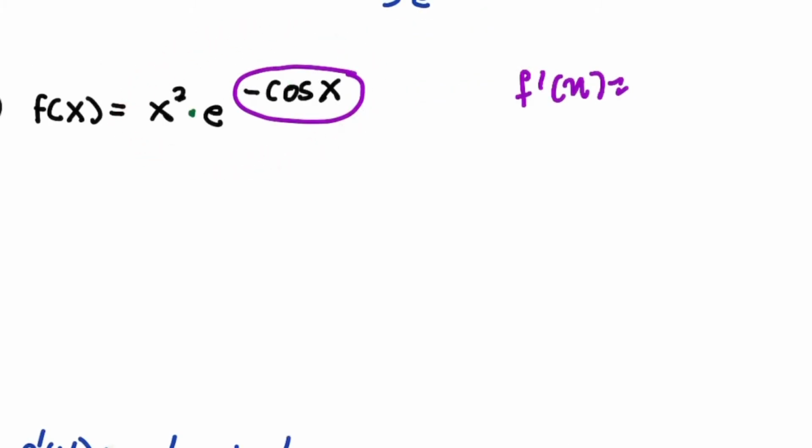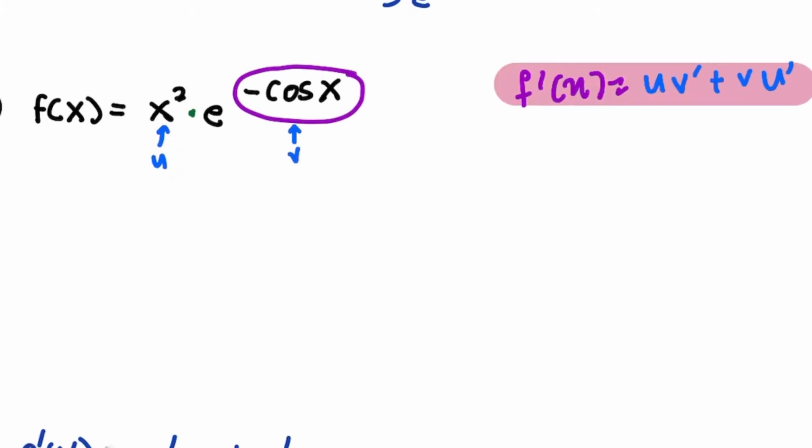The way is you need to let u be this term and let the second term be v, so that you can differentiate them using the product rule. This is just u v prime plus v u prime. Keep one, u, differentiate the other, v prime, plus keep another one, v, differentiate the other one, u prime. So later on we'll follow this product rule formula.